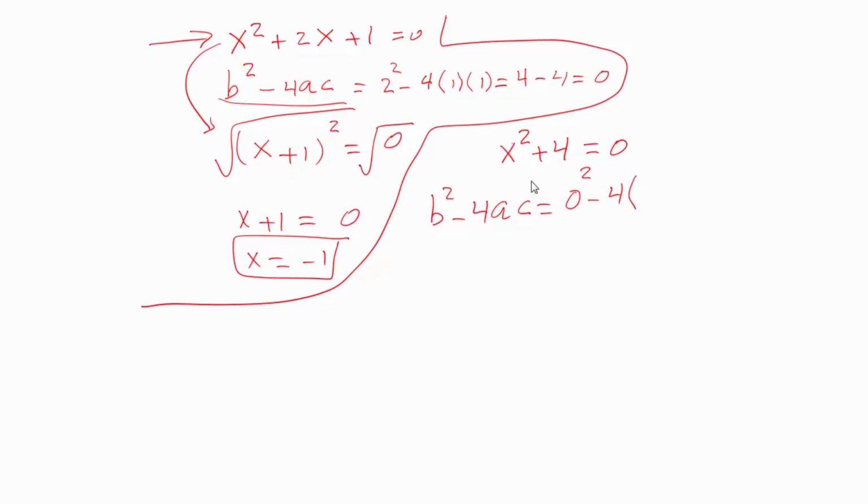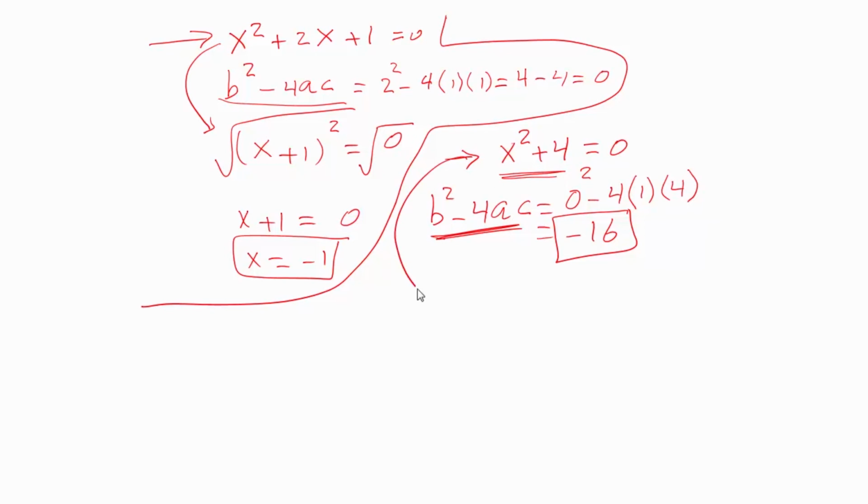How much is a? 1. And c is 4. So 0 squared is 0, so minus 4 times 1 times 4 is what? Minus 16. So the discriminant for this equation is negative. If you remember, if the discriminant is negative, there is no answer to this equation. And clearly you can see there is no answer. There is no value you can plug in for x, so the left-hand side ends up being 0.